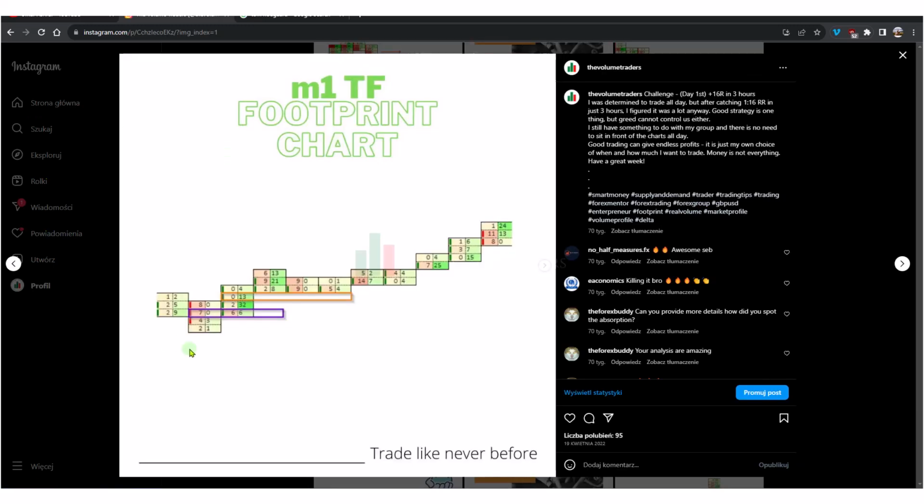But take a look at one of the posts I found. I was then trading on M1. It is 70 weeks or 1.5 years ago. Take a look at this, sorry for the word. 16R in 3 hours. And then what I wrote here: I figured it was a lot anyway. Good strategy is one thing, but greed cannot control us either.